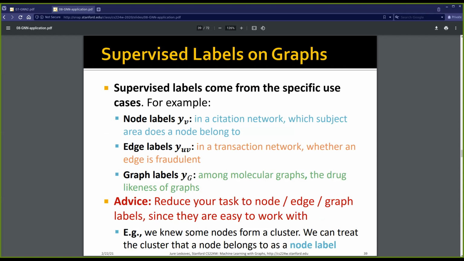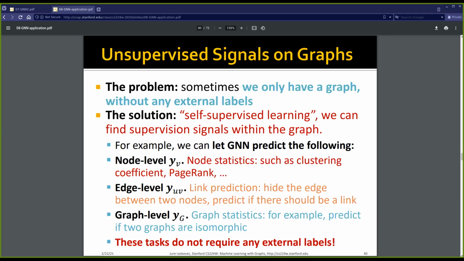So in supervised settings, it's quite straightforward. If you have node level predictions and you need labels for all nodes, then you just compare those, for example, using a cross entropy loss or any other loss that you need in a particular problem. For edges, it's exactly the same. You have some labels for the edges or for whole graphs. But in the unsupervised case, you do not have any labels.